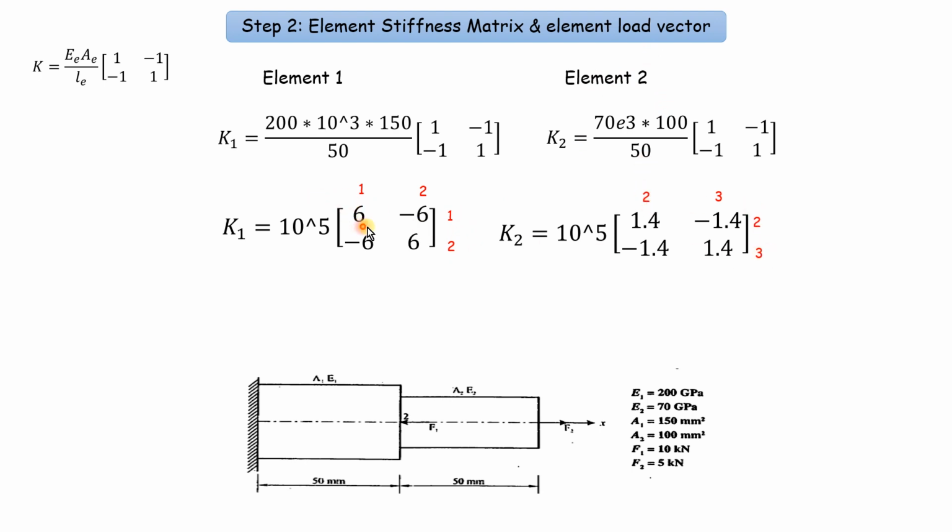And this is nothing but K11, this is K12, this is K21, this is K22 of the element 1. Similarly for the second element, this is K22, this is K23, this is K32 and this is K33. Okay, so with the help of these element numbers and node numbers, we will get the global stiffness matrix. That is your next step. So these are your element stiffness matrices for element 1 and for element 2.